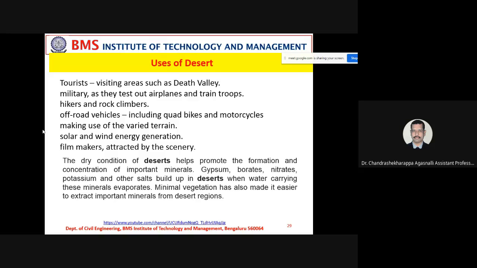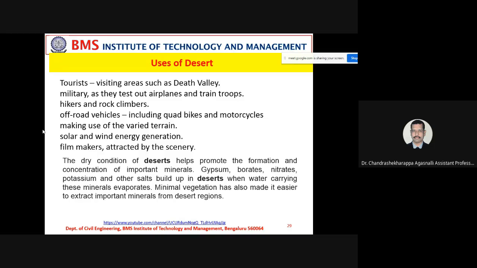Right. So the dry condition of the desert helps promote the formation and concentration of important minerals. See, again, you are coming into the revenue-generating areas. The important minerals are gypsum, borate, nitrate, potassium, and other salts, which build up in the desert when water carrying these minerals evaporates. So gypsum, borate, nitrates, and potassium.